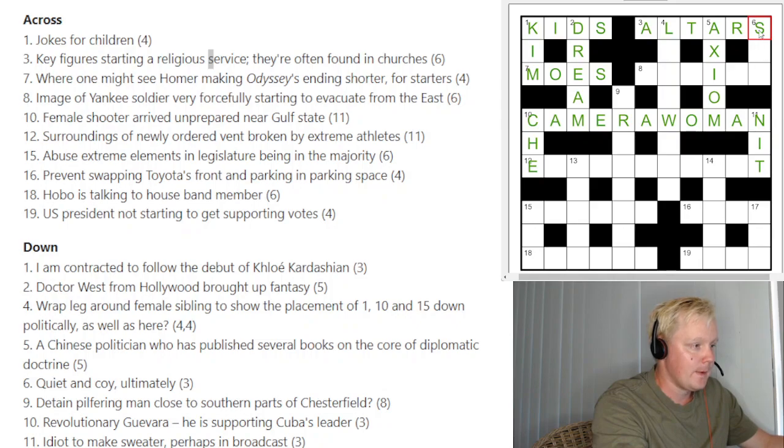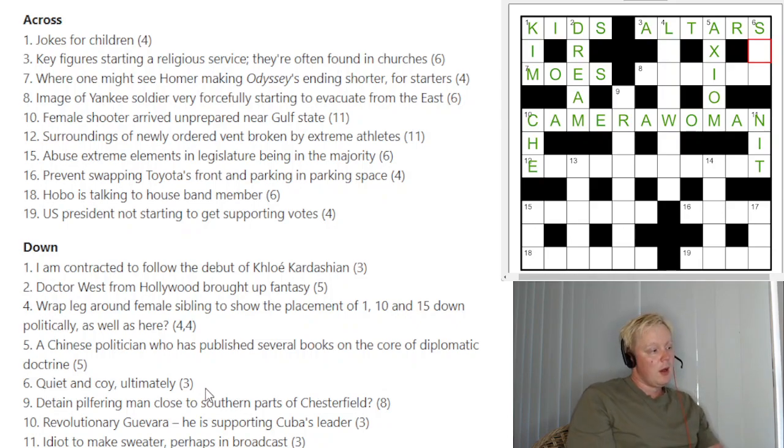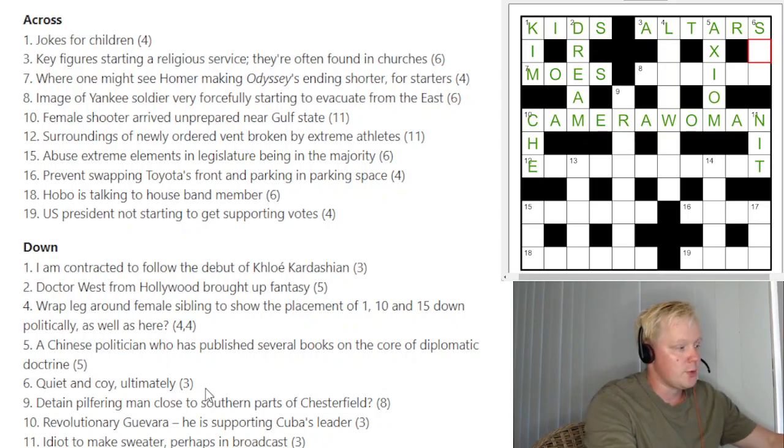Now, let's do 6 down. Quiet and coy ultimately. And we have an S at the start. Well, ultimately is a clear as day indicator. It means the last letter or letters. Well, if we take the last letters of these, TDY, we would have 3 letters, but TDY means nothing. And also we would have no words left for the definition. So it's not going to be that. The other option is coy ultimately being Y. So we would have Y here then.